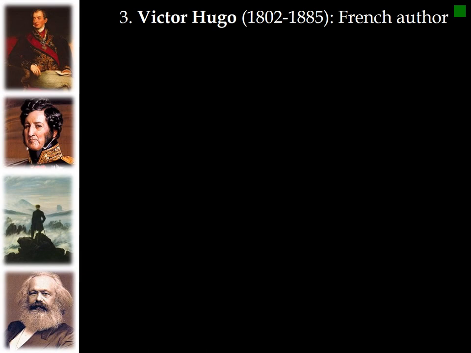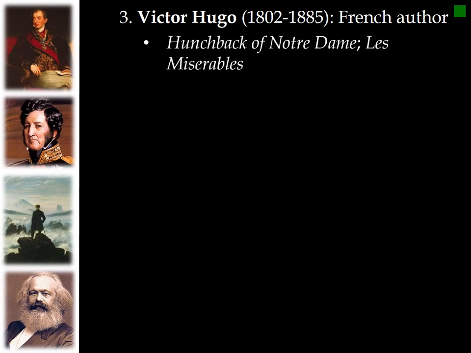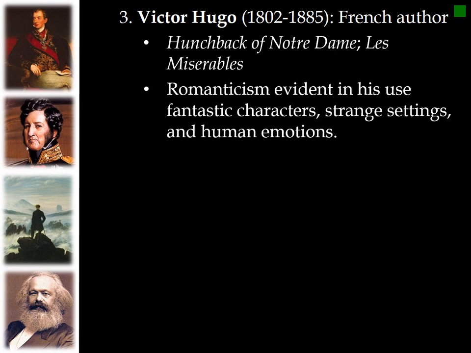Victor Hugo, 1802 to 1885, was a French author, very famous romantic author. He wrote The Hunchback of Notre Dame and Les Miserables, which has become one of the most famous musicals ever to hit the West End or Broadway. Romanticism is evident in his use of fantastic characters, strange settings, and emphasizing human emotions.